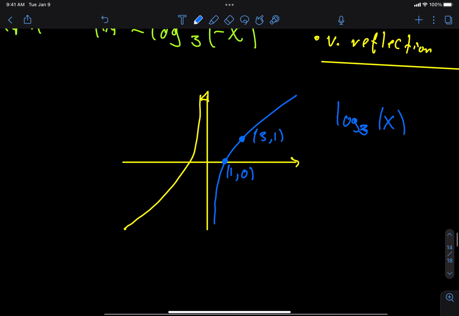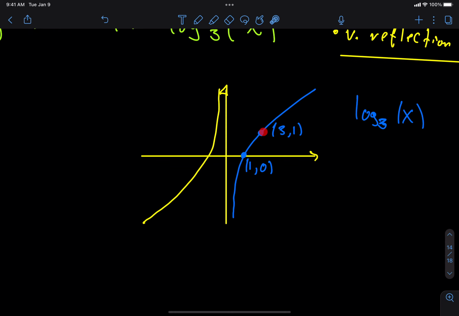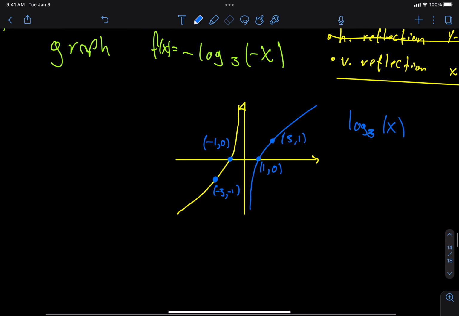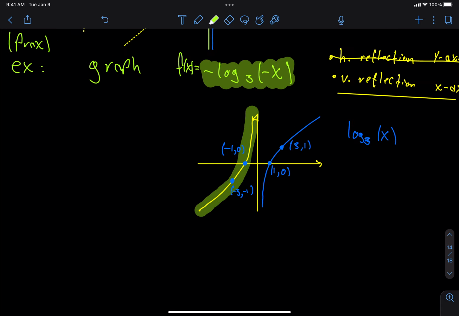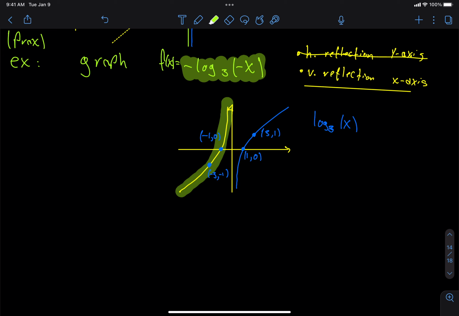Okay, so now what do we do? We take the point 3, 1. We move it over here and then down here. So its coordinates are going to be down here. What are the coordinates of this point? Negative 3, negative 1. And how about this point here? Negative 1, 0. Very good. So this is the graph of this function. Okay? Does that make a little more sense now?